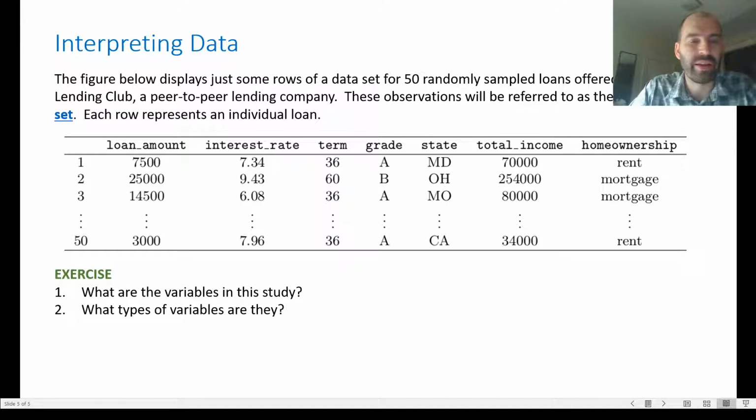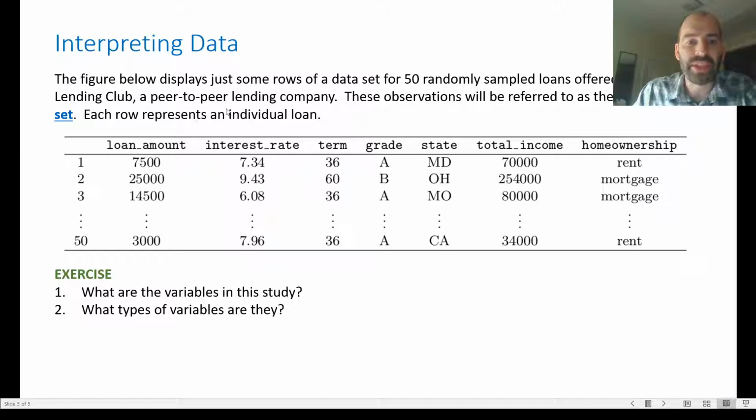All right, and interpreting data, the last topic. So when we see a data set, how do we interpret it? This is just a little bit of review of what we've already talked about. The figure below displays just some rows of a data set for 50 randomly sampled loans offered through Lending Club, a peer-to-peer lending company. These observations will be referred to as the Loan 50 data set.